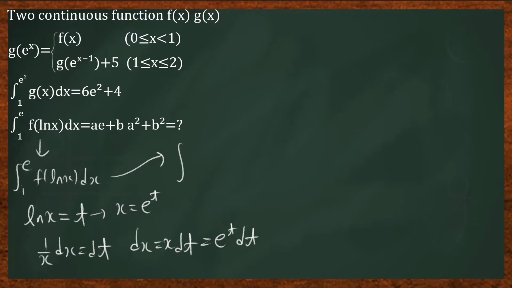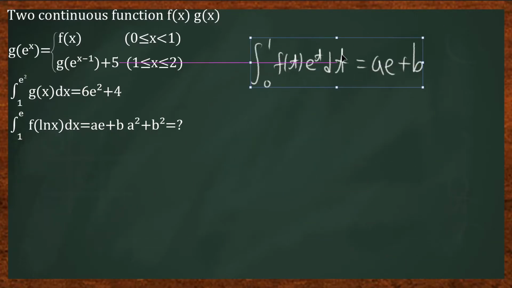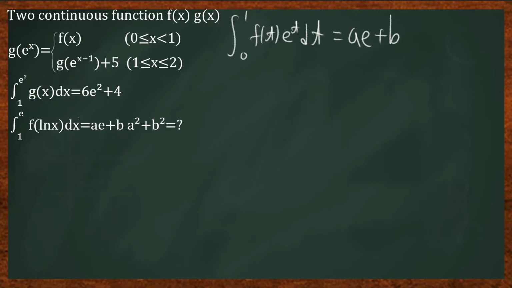So this integral will be changed like this. Because we substituted ln x with t, it will be from 0 to 1 of f(t) times e^t dt. So in order to solve this, we should know what f(t) is and the integral of f(t) times e^t. So what is this? We should try to find this out in some other conditions. As you can see, with g(e^x), we have the f(x). So in order to find f(t), we need to find it from g(e^x).